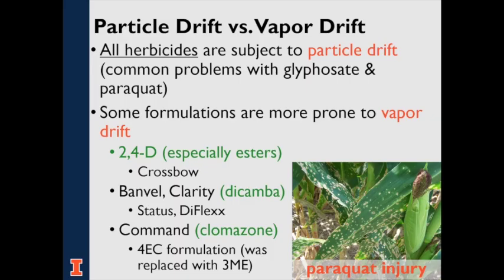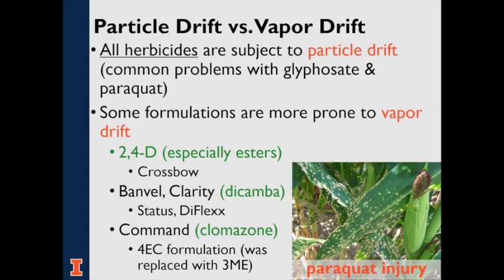Drift can occur as particle drift or vapor drift. Complaints associated with glyphosate and paraquat are common simply because these herbicides are non-selective and used on many acres. Remember that all herbicides are subject to particle drift.